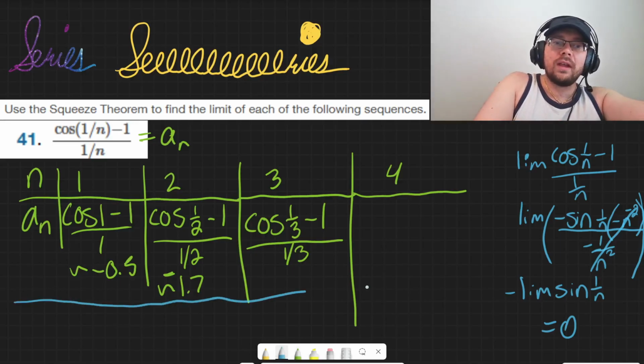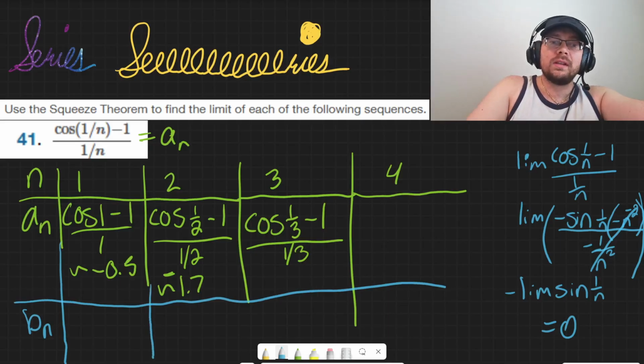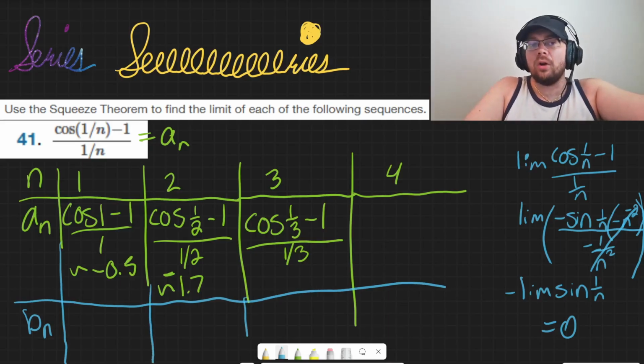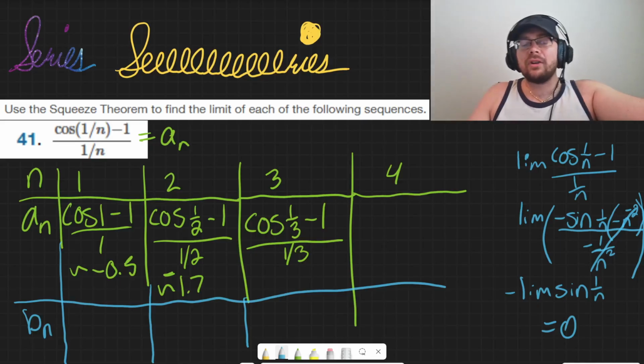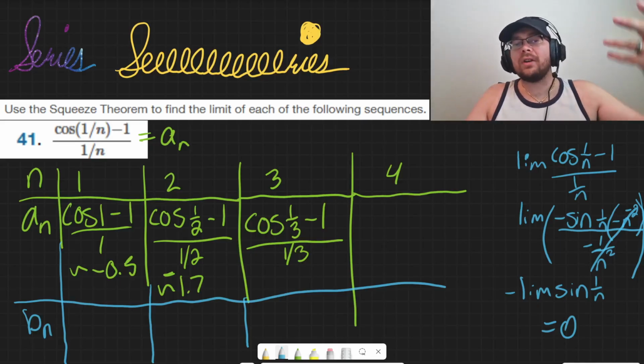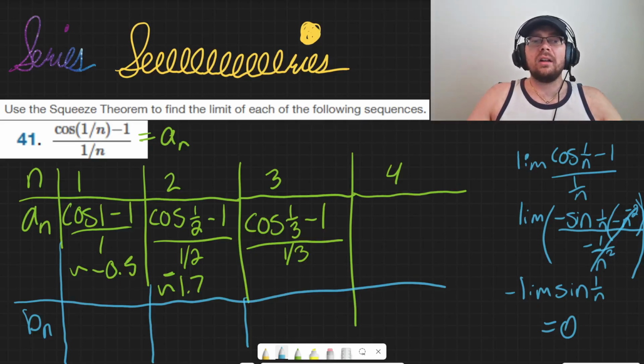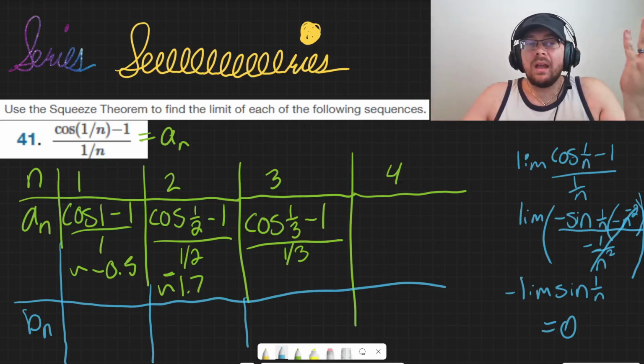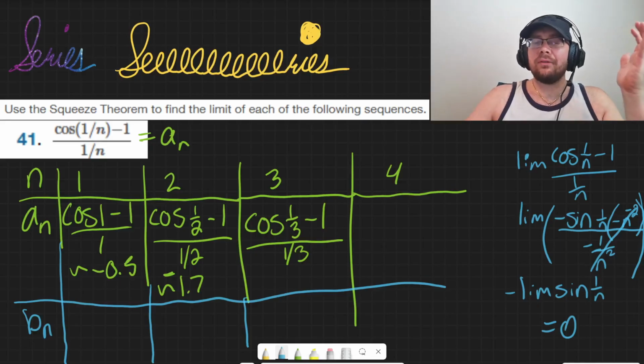So you'd have your below function, and that below function would need to always be below the a function as you're going to infinity, and then you'd have your above function, which could be like a c maybe, and so on. What you would have to do by hand is just compare functions and go off of what kinds of functions you know work.